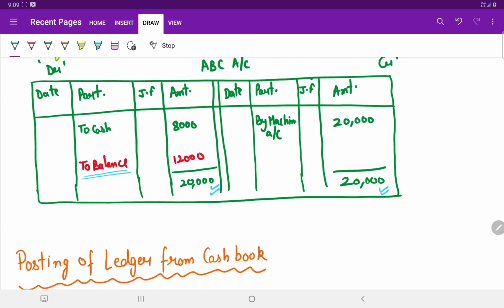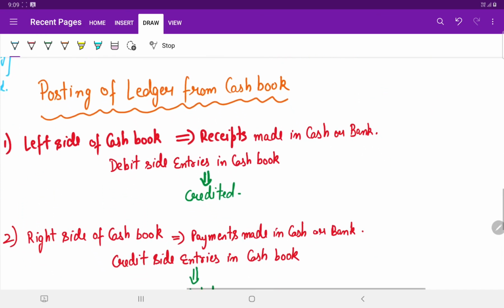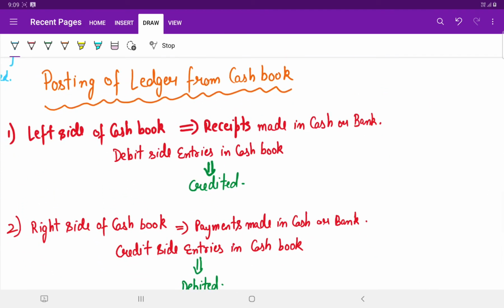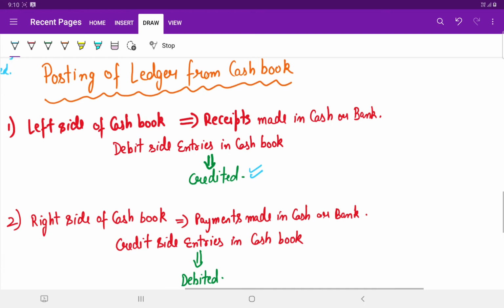It's that simple. Then comes the posting of ledger from a cash book. So how the posting from a cash book is done? The left side of the cash book is always showing the receipts made in cash or through a bank. So these are the debit entries in the cash book, and they are always credited. Remember, these debit entries are always credited in the ledger accounts, because either the payment is made in cash or through the check. The payment has already been made.